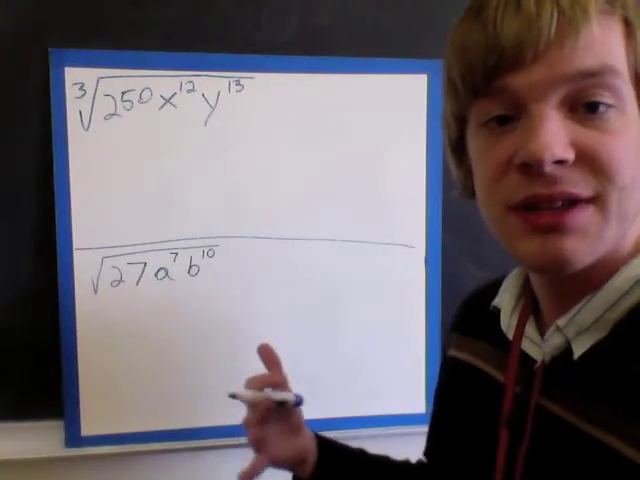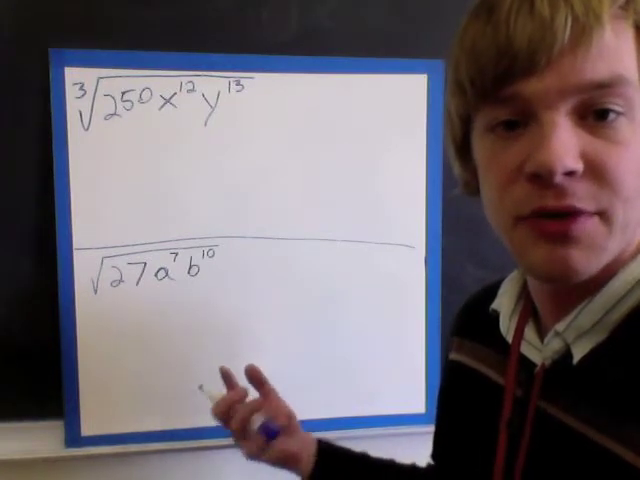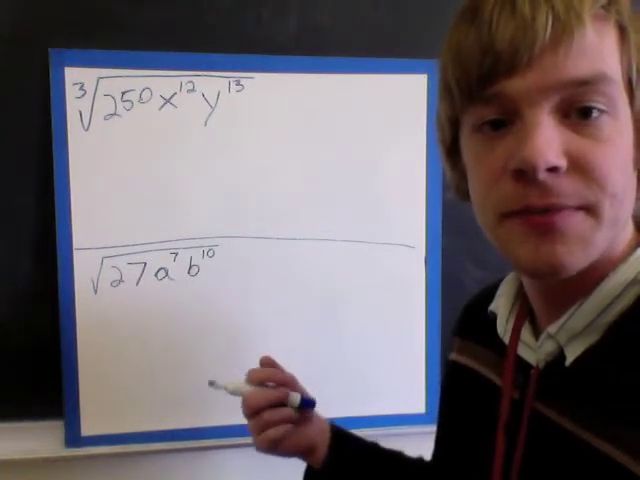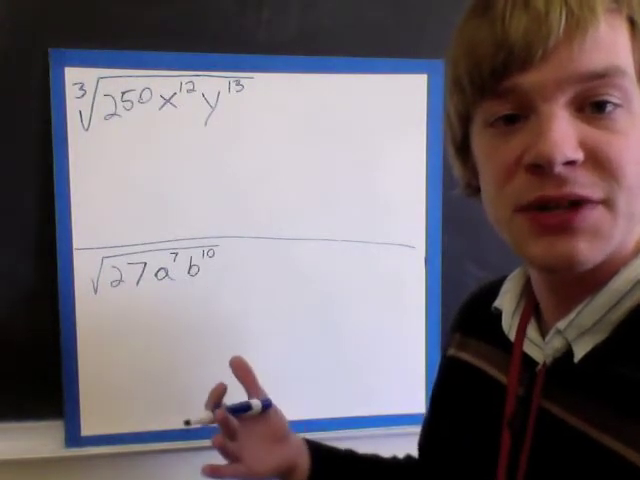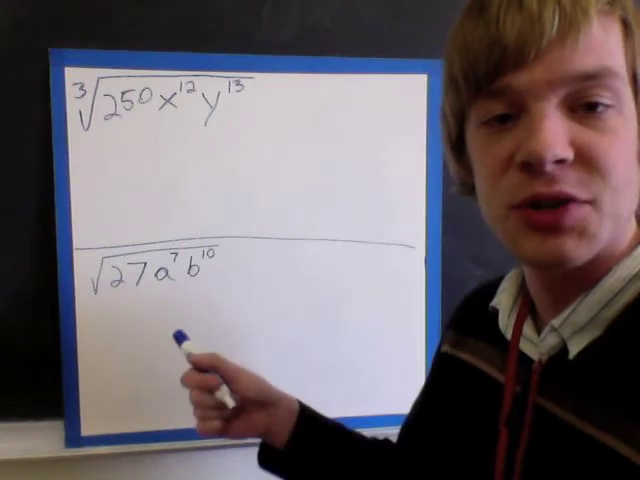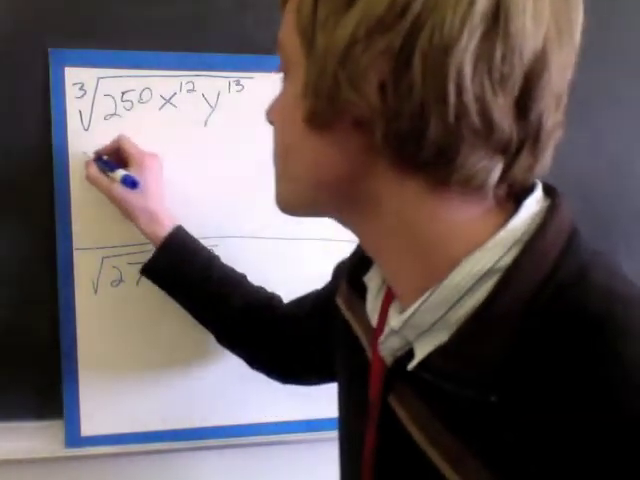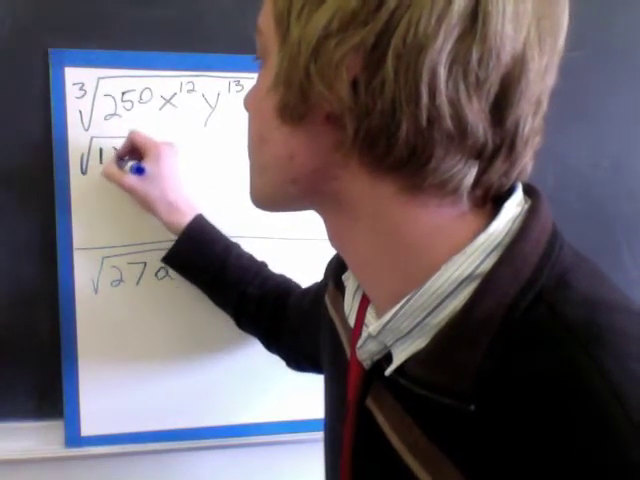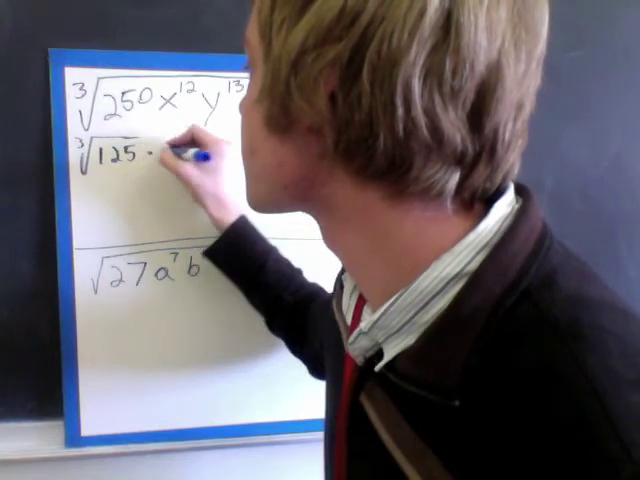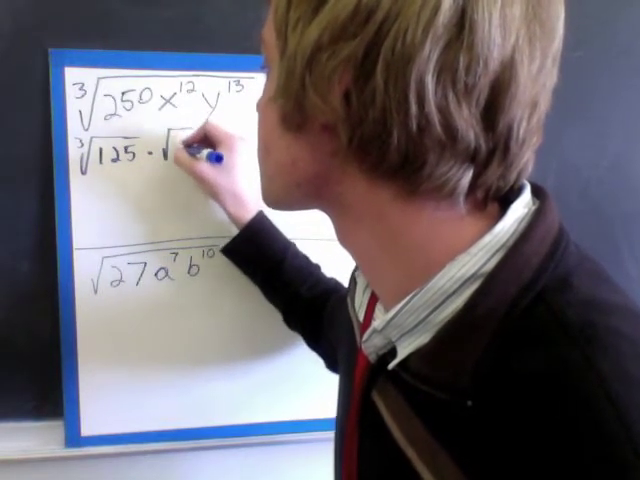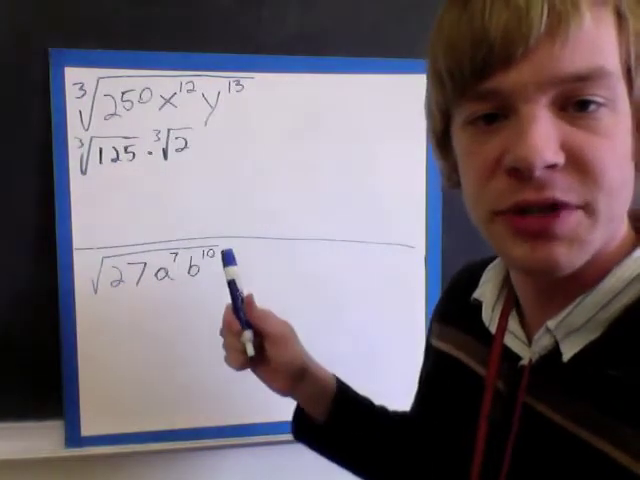So I need to split this up into a perfect cube root and some other number that multiply together to get 250. Well, I can split this up into 125 times 2. So I'm going to write it out as the cube root of 125 times the cube root of 2. So this takes care of my first number right here.